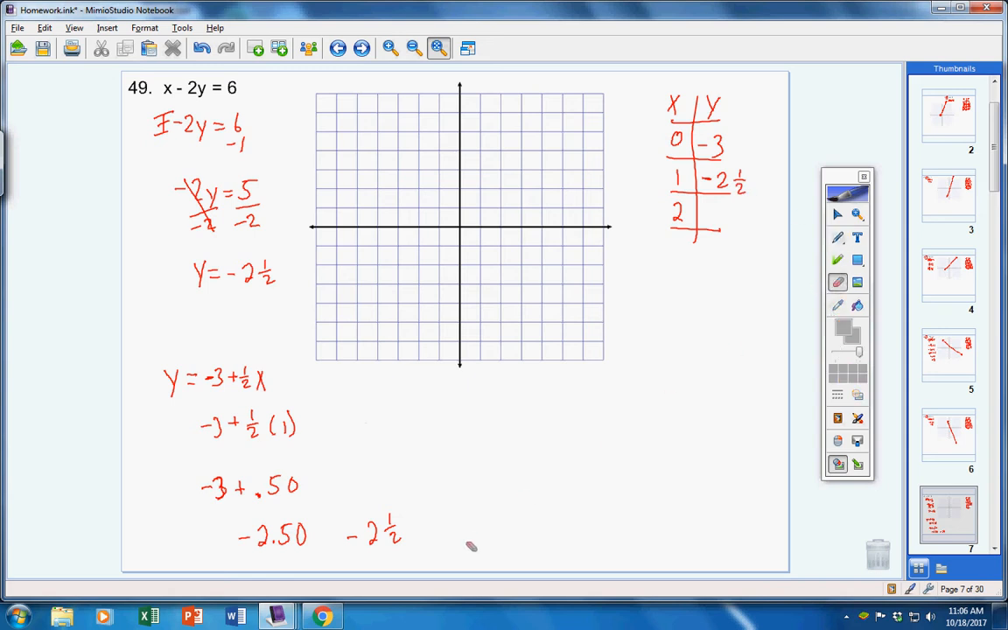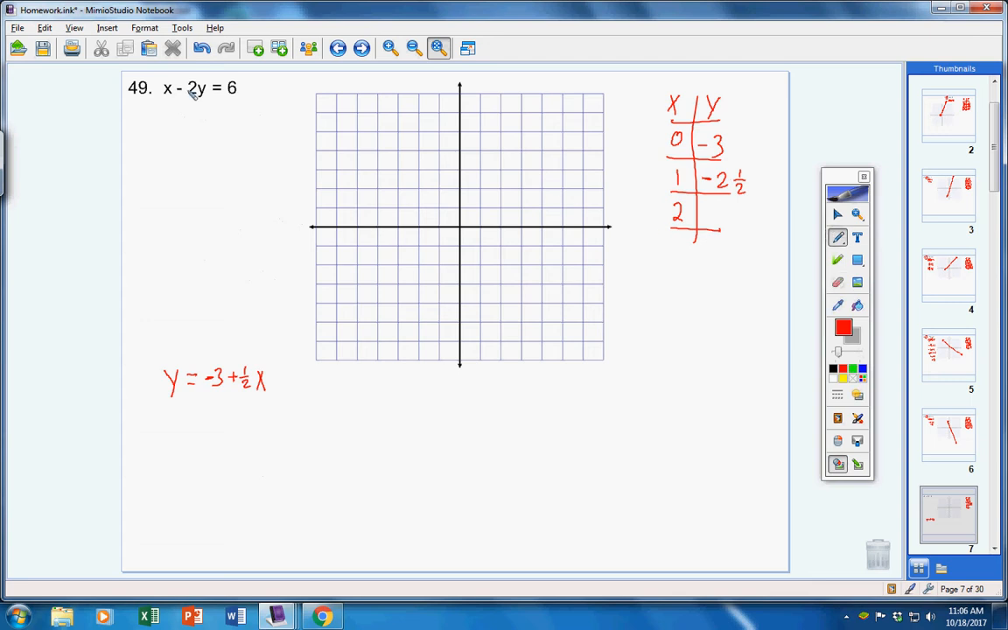Alright? And then lastly, we're going to substitute in 2, excuse me. So 2 for x. Bring your 2 over, make it a negative 2. Divide by negative 2. Y equals negative 2. Okay? Positive divided by negative is negative.